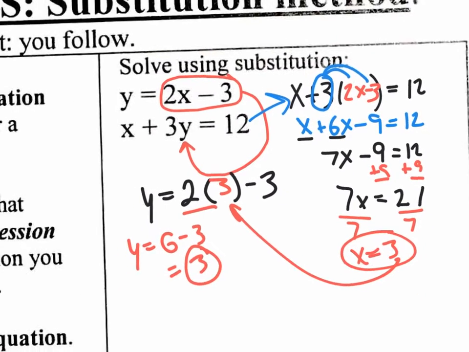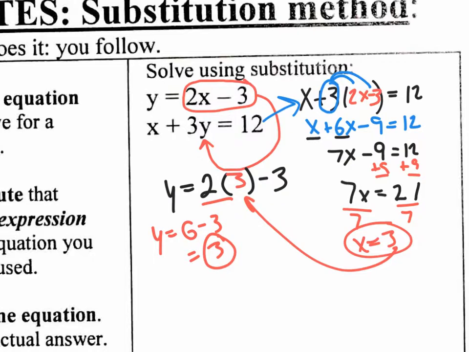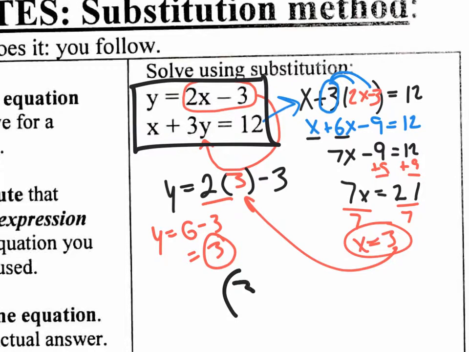So when we go back to the original system, this system right here has an answer, and the answer is (3, 3). 3 for x, 3 for y. Now, of course, if you wanted to double check it, you could go back and plug in 3's for x's and y's up there, 3's for x's and y's down here, and it will give you true statements.